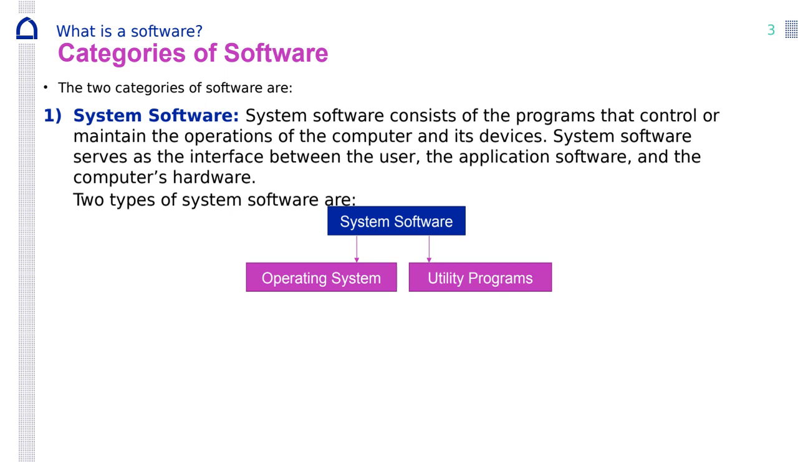We have different categories for software. We have system software. System software consists of the programs that control or maintain the operation of the computer and its devices. System software has two types: operating system and utility programs. I will explain to you each one.